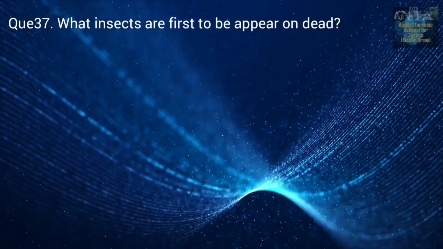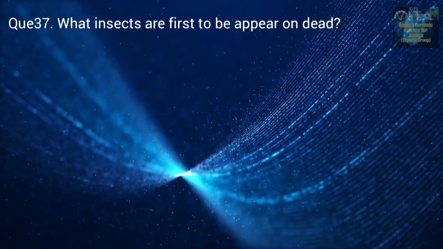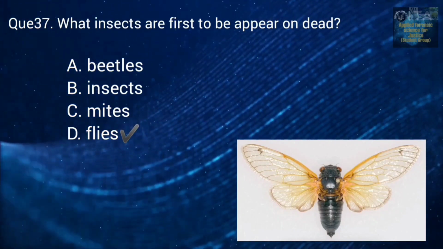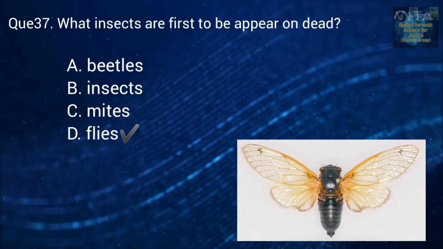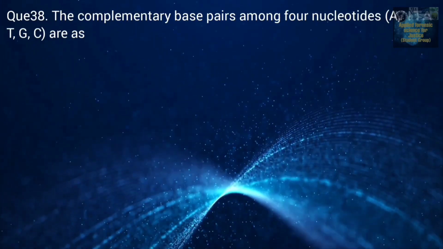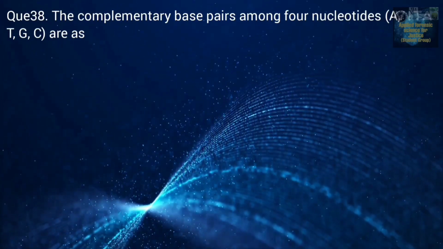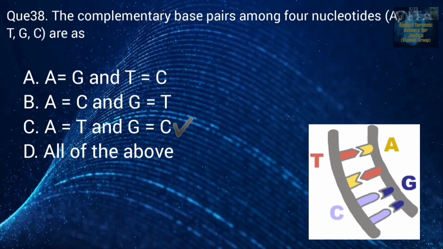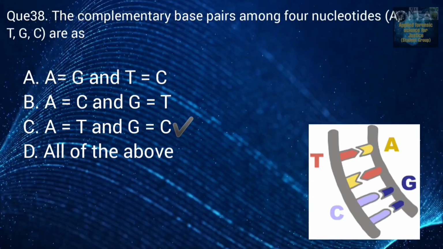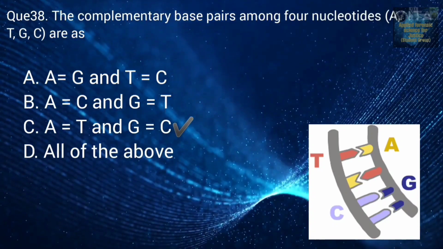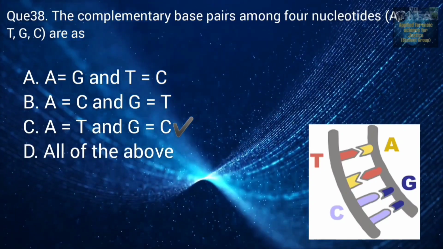Question number 37. What insects are first to appear on land? Options are A beetles, B insects, C mites, D flies. The correct answer is D flies. Question number 38. The complementary base pair among four nucleotides A, T, G, C. Options are A AG and TC, B AC and GT, C AT and GC, D all of the above. The correct answer is C AT and GC.